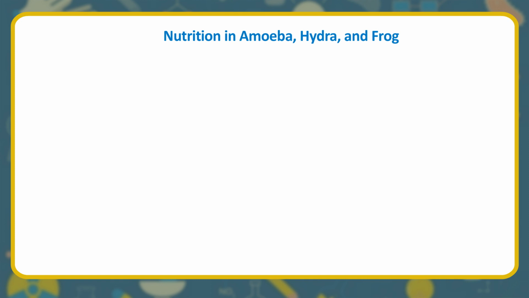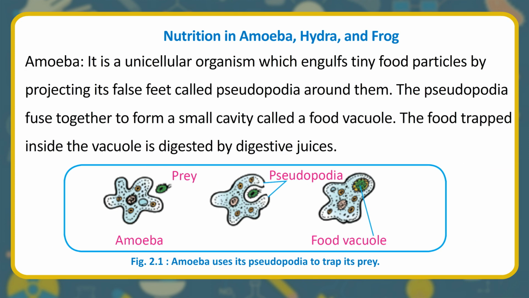Nutrition in amoeba, hydra, and frog. Amoeba, it is a unicellular organism which engulfs tiny food particles by projecting its false feet called pseudopodia around them. The pseudopodia fuse together to form a small cavity called a food vacuole. The food trapped inside the vacuole is digested by digestive juices. Amoeba. Prey. Pseudopodia. Food vacuole.